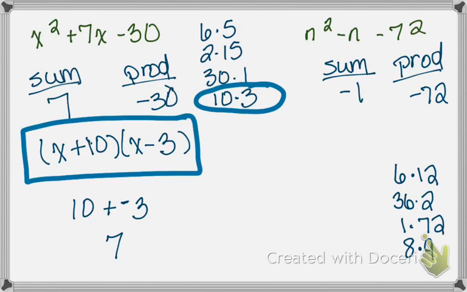So what I did is I wrote my factors of 72. I've got 6 times 12, 36 times 2, 1 times 72, and 8 times 9. Yes, it's 8 times 9. That's the one we're going to use, 8 times 9.